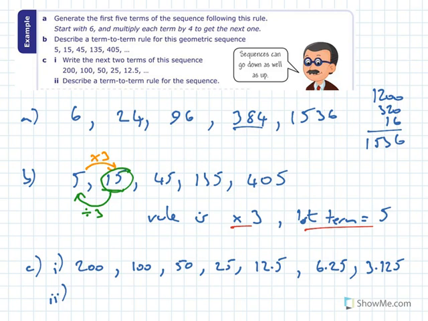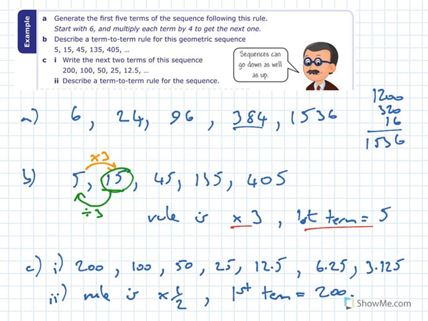So have a quick go at that, please. So hopefully you've said that the rule is, well, we're halving every time, and halving is the same as timesing by a half. Okay, because I want a half of 200 to get 100. I want a half of 100 to get 50. So the rule is timesing by a half. Remember, of means timesing when we're thinking about mathematics. So rule is times a half, first term is equal to 200.